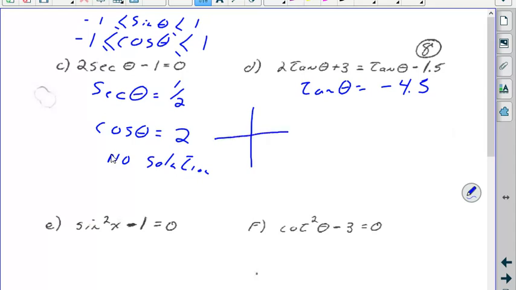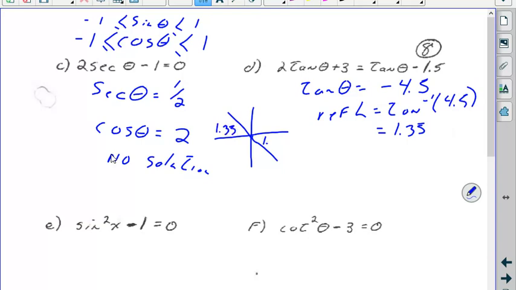Tangent is negative in quadrants 2 and 4. My reference angle is going to be found by going inverse tangent of 4.5. It's in the range of about 1 and change, 1.1 or something. Karen, did you get a reference angle for that one? Okay, so we have a reference angle of 1.35, that is here, and it is here.